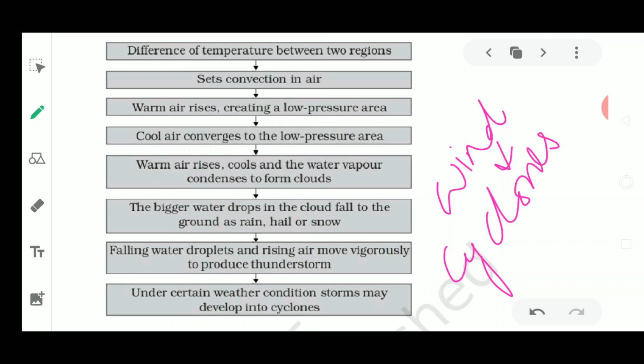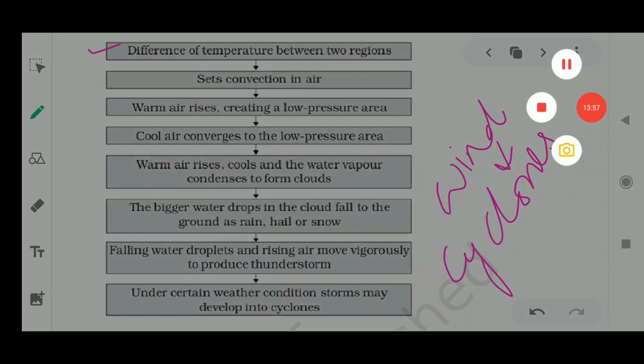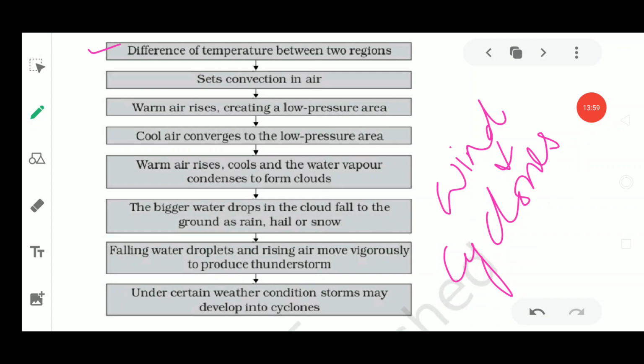Now why is there a need for a difference in the temperature? Because if there is no temperature difference, then wind is not going to blow. As we have seen in the chapter, uneven surface heating is what causes the winds to blow. That is why a temperature difference is very necessary, which sets up the convectional current in the air.